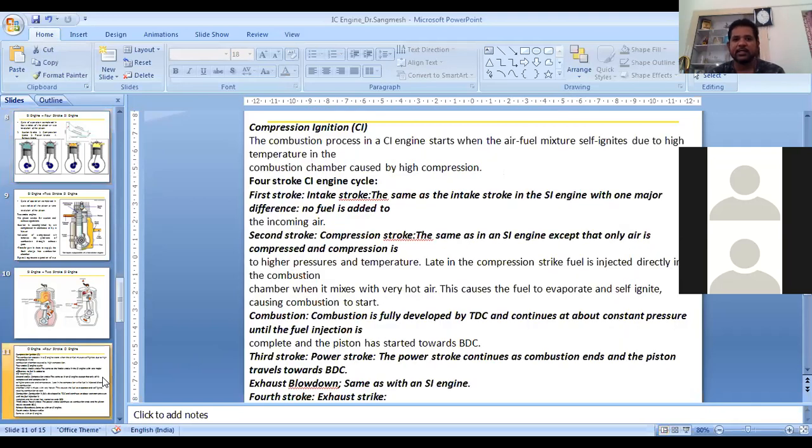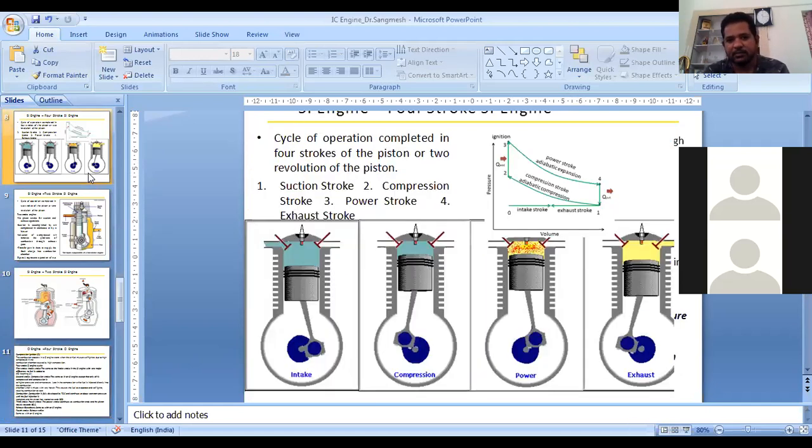So now the diesel cycle is going to be the same as in the case of the 4-stroke SI engine, which you have studied here. But one thing is missing: we normally have the spark plug in an SI engine, but in a CI engine, that is a compression ignition engine, rather than a spark plug, we are going to have a fuel injector.